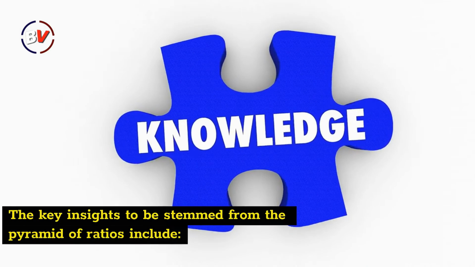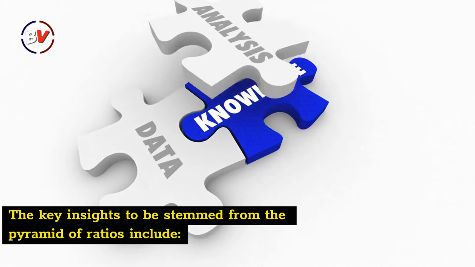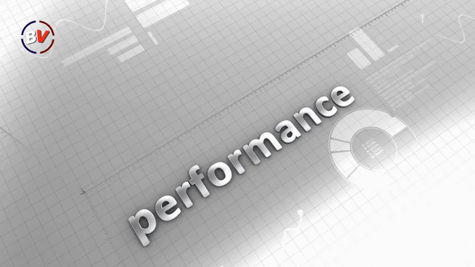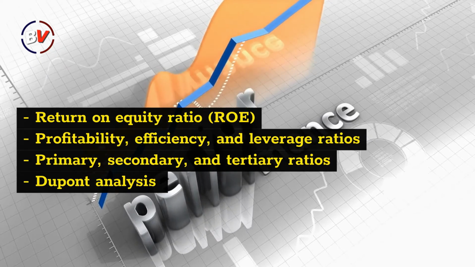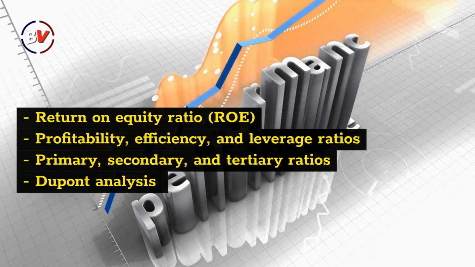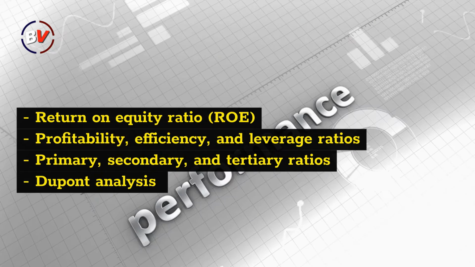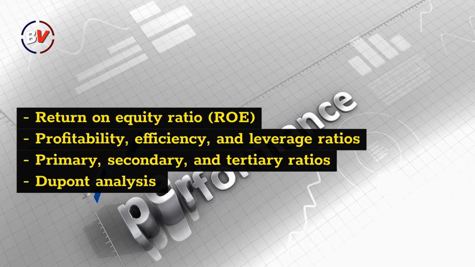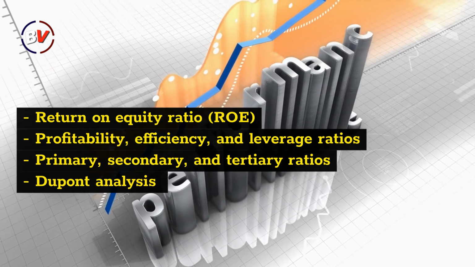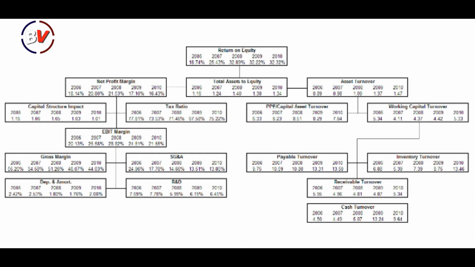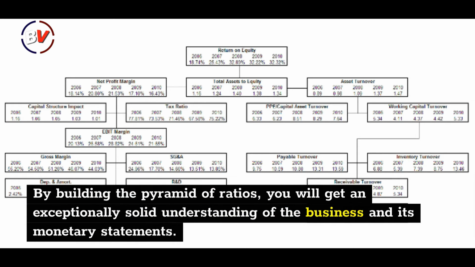The key insights to be derived from the pyramid of ratios include return on equity ratio, ROE, profitability, efficiency, and leverage ratios, primary, secondary, and tertiary ratios, DuPont analysis. By building the pyramid of ratios, you will get an exceptionally solid understanding of the business and its financial statements.